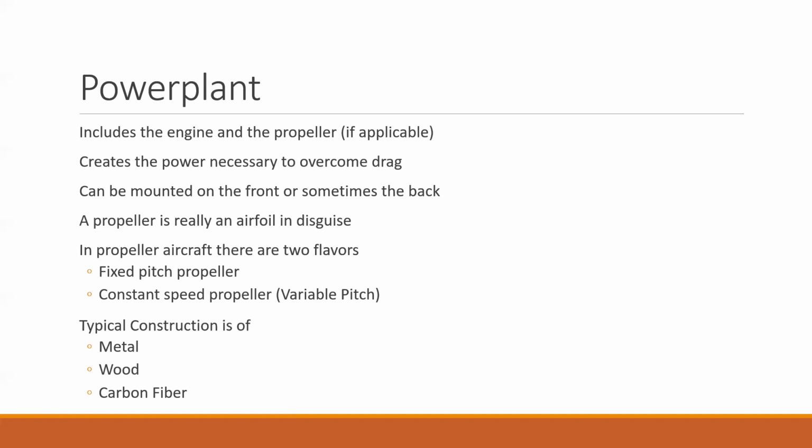Usually a propeller is made of either wood, metal, or carbon fiber. So those are the different kinds of propellers. Any questions on that? You'll see the term constant speed propeller come up a lot. And if you see that, it just means that it can change pitch. Constant speed is kind of confusing, but yeah.